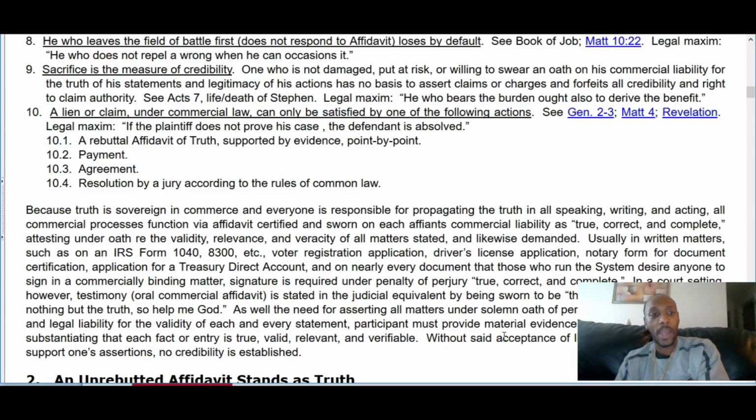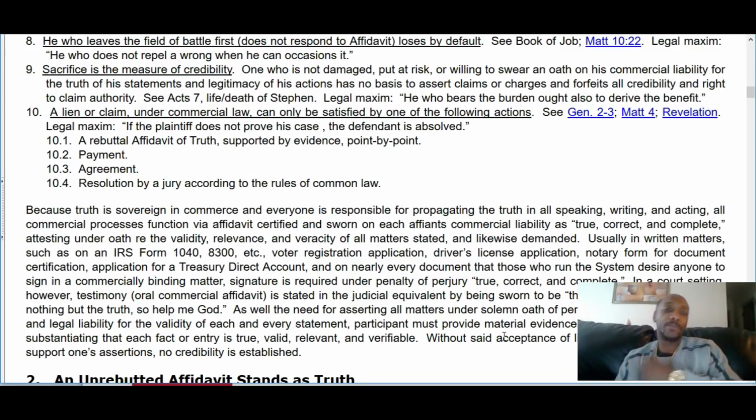In a court setting, however, testimony, oral commercial affidavit, is stated in a judicial equivalent by being sworn to be the truth, the whole truth, and nothing but the truth, so help me God. As well, there is the need for asserting all matters under solemn oath of personal, commercial, financial, and legal liability for the validity of each and every statement. Participants must provide materials, evidence, ledgers, bookkeeping, sustaining that each fact or entry is true, valid, relevant, and verifiable. Without said acceptance of liability and facts provided to support one's assertions, no credibility is established.